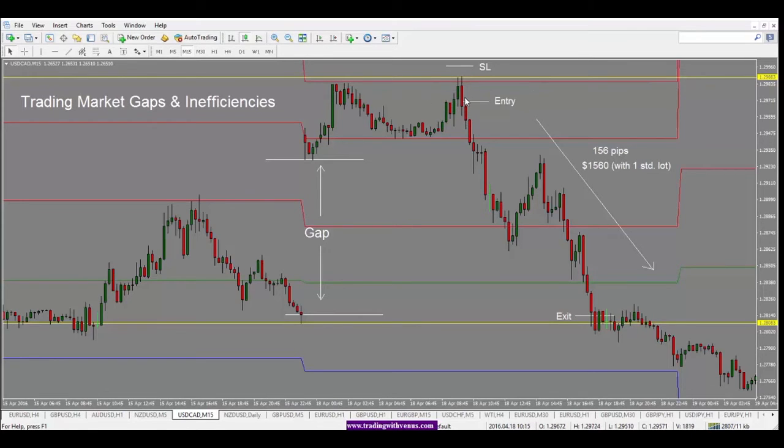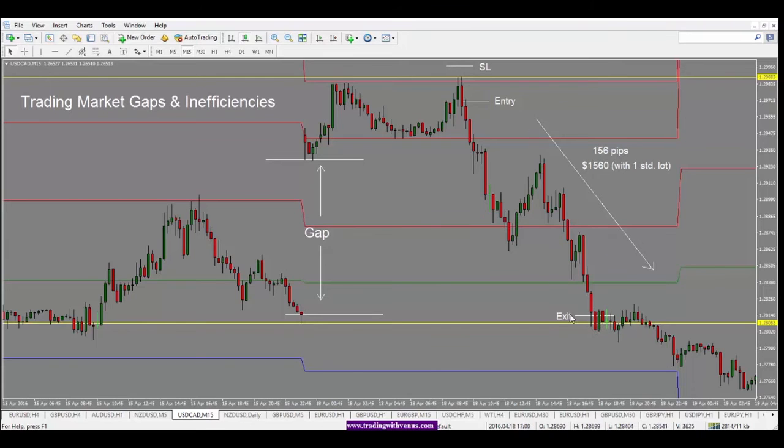So we wait for this double top to happen, the second part of the double top, or the reversal pattern, to happen. And then on the pullback, we take an entry short. Your stop loss would go above the previous high here, and you're looking for price to come back in and fill the gap.